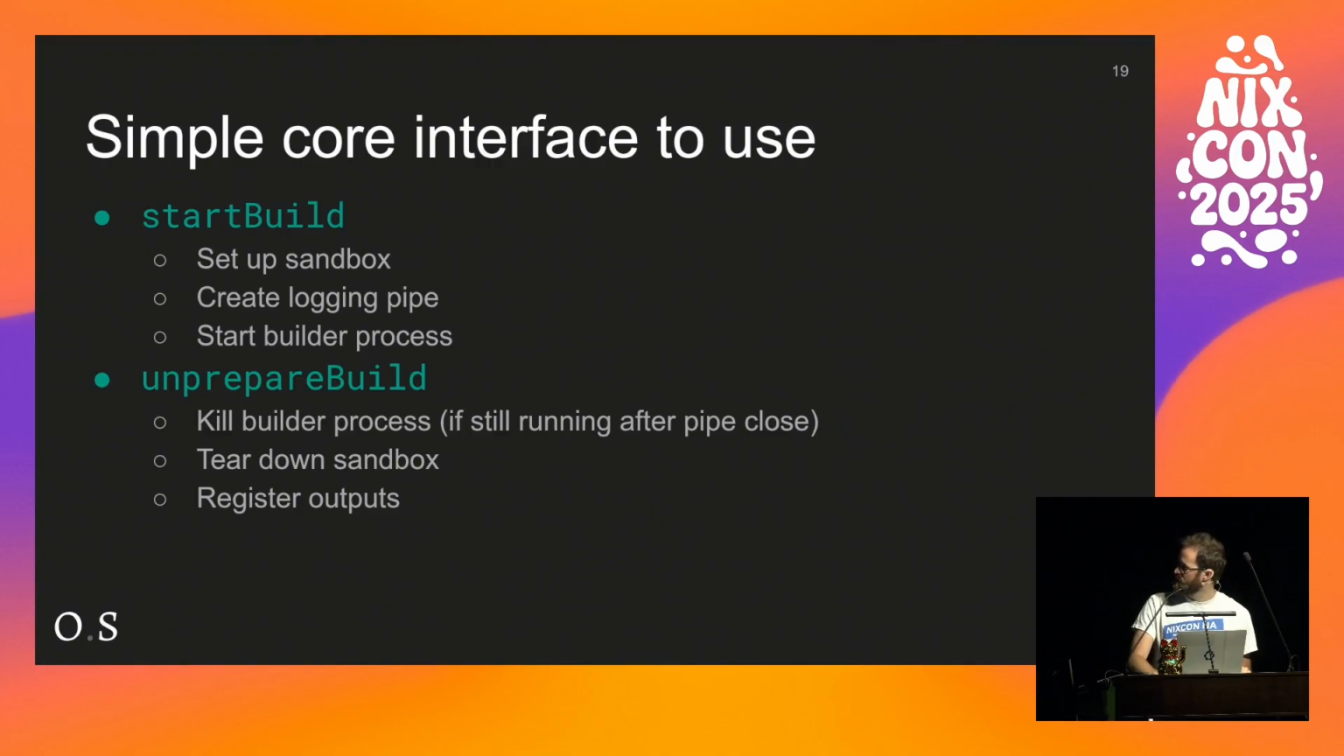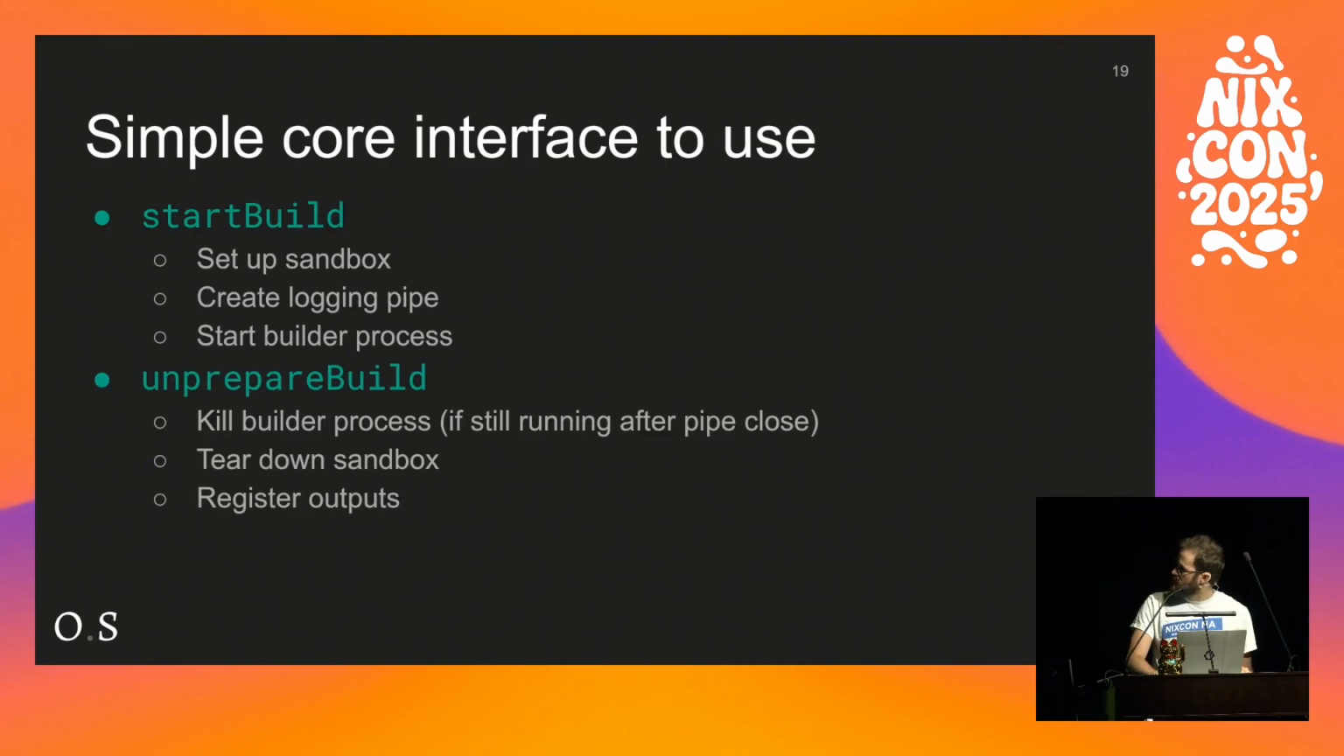And then after there's unprepared build, which does everything in reverse. You would call this once the pipe has been closed, which is a sign that the build is done, or hopefully done, but we'll kill the builder process just in case it mischievously closed the pipe and didn't exit. Then tear down the sandbox we set up, and then finally register the outputs left behind by that process, getting our final store paths in the store of a successful build.